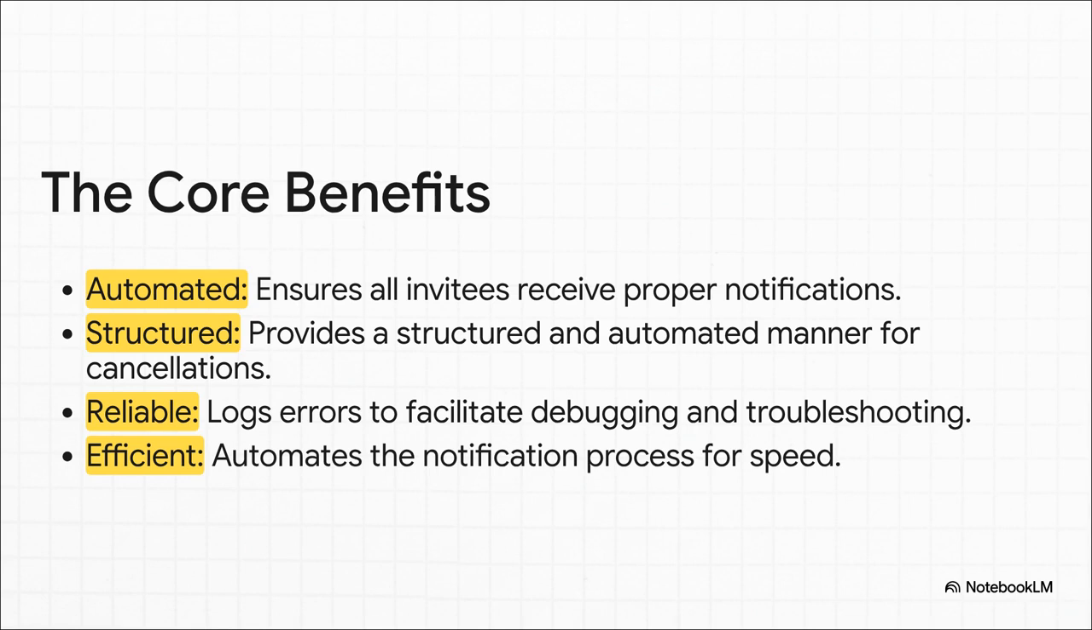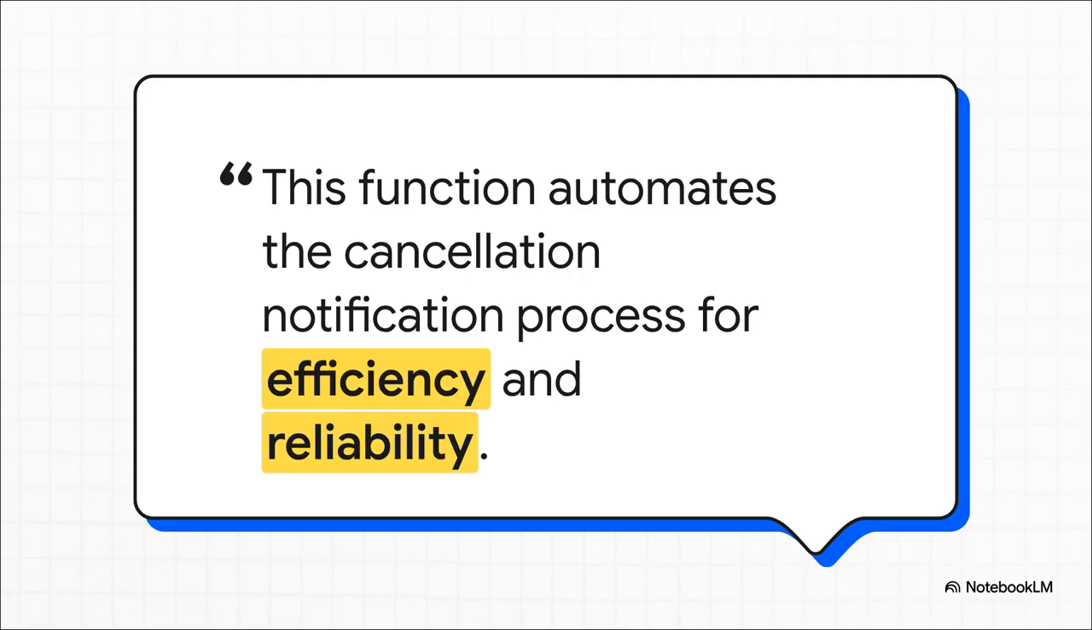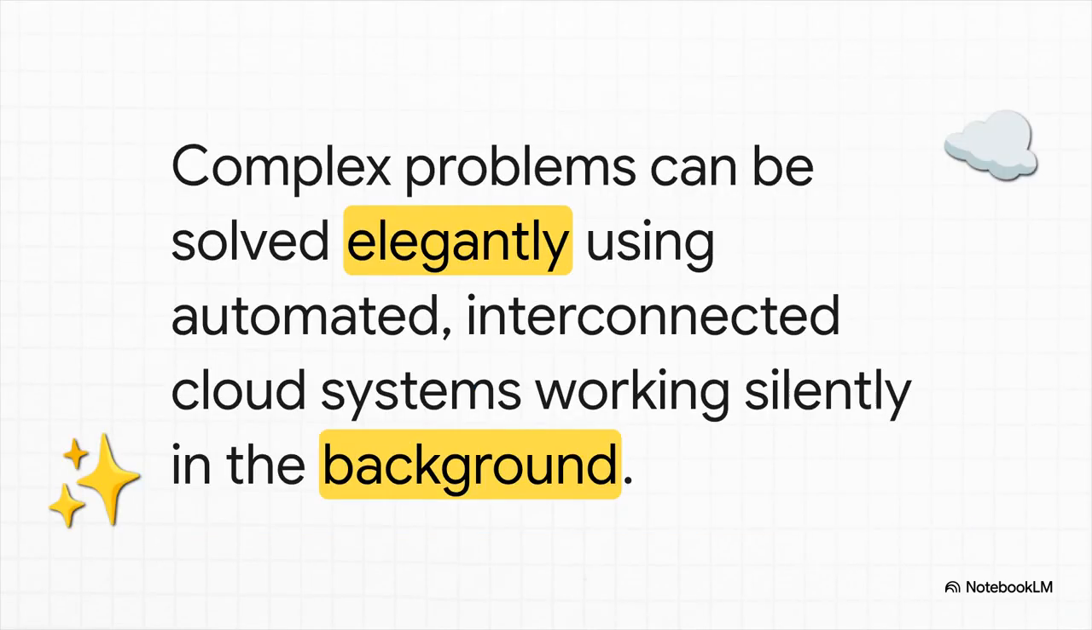And maybe most important, it's scalable. The system just doesn't care if your event has 10 people or 10,000. It works exactly the same. You know, the official documentation really nails it. It says, this function automates the cancellation notification process for efficiency and reliability. And that's it right there. That's the whole ballgame.